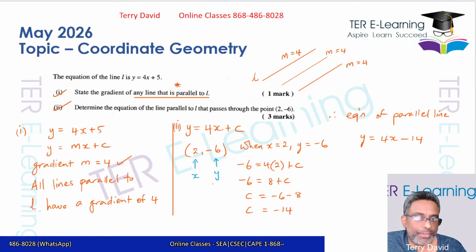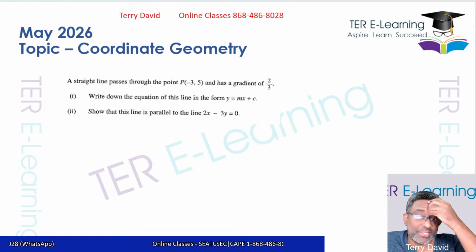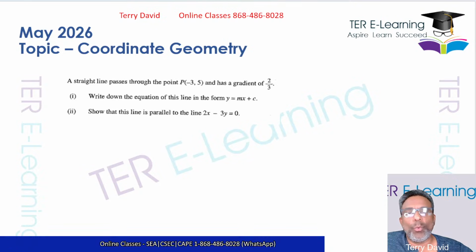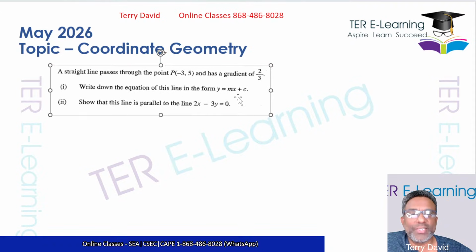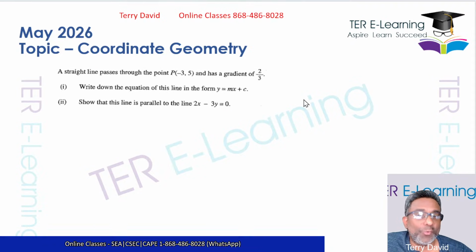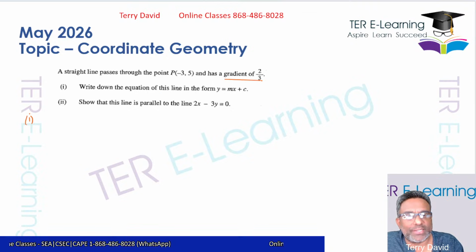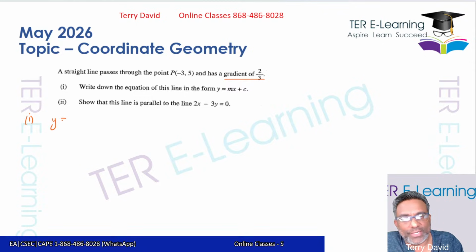Next question here. We have a straight line. It passes through the point minus 3, 5, and it has a gradient of 2/3. We want to write down the equation of the straight line in the form y is equal to mx plus c. Okay, so this is part 1. So we have a straight line and we know what the gradient is. So that means that m is 2/3. Okay, so that means that that straight line is going to be y is equal to 2/3 x plus c.